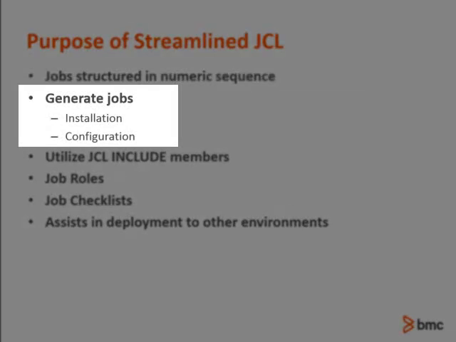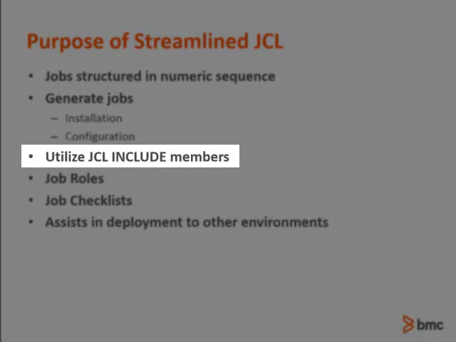There are two places for generating jobs. One's for the installation jobs and one's for the configuration jobs. The configuration jobs make use of include members that have symbolic variables in them. This allows us to set the variables once, and all jobs can pull in these include members. For example, the runtime HLQ is set in an include member and all the jobs reference it. If the HLQ needs to be changed, you only have to change it in the include member.